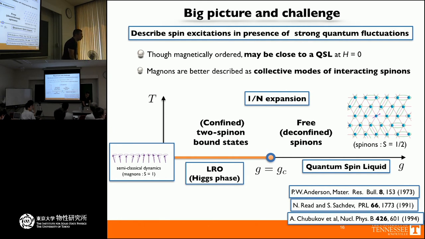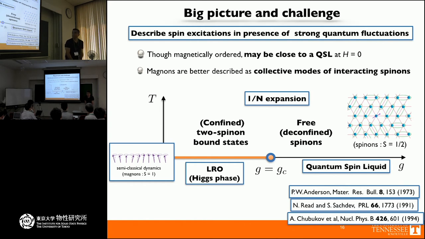You mentioned that in the linear sigma model in this Schwinger boson approach there is an additional symmetry, an O(4) symmetry at the critical point. Yes. So does it mean that if there is a phase transition from a magnetically ordered phase to another phase, there is actually a higher symmetry?